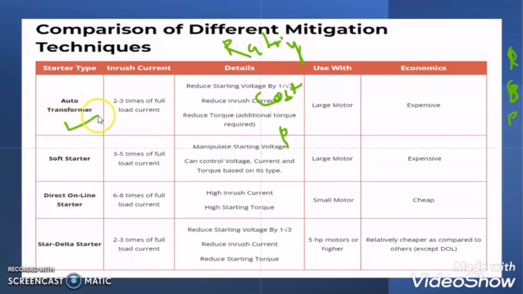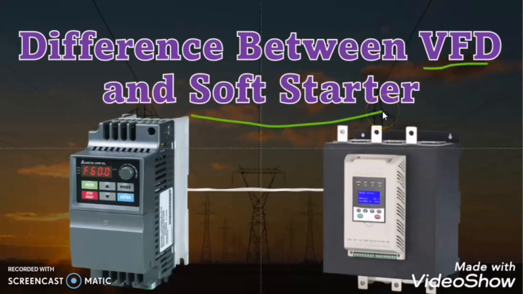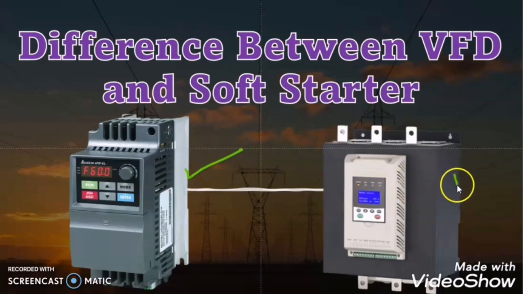Here some techniques are auto transformer, soft starter, direct online starter, star delta starter, and there is another technique like VFD also. So in our topic we are going to discuss what is the difference between VFD and soft starter. When we understand the working operation of VFD and soft starter, then it will be easy to understand the difference between them.